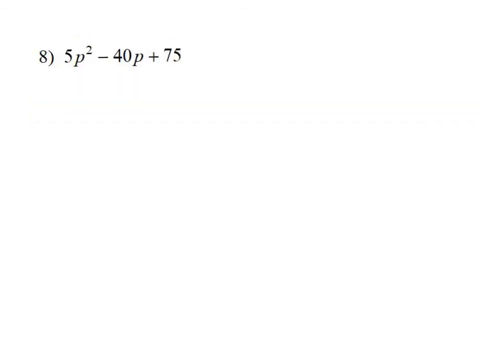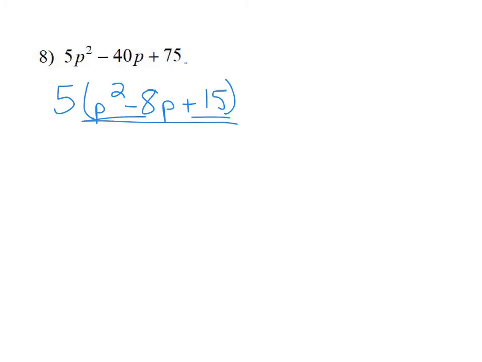Okay, go ahead and pause the video and try this one on your own, please. Alright, for 5, 40, and 75, we have a common factor of 5, and there's no p here, so that means we can't take out a variable, so we can rewrite this as p squared minus 8p plus 15. And then we're going to factor the trinomial inside of the parentheses.